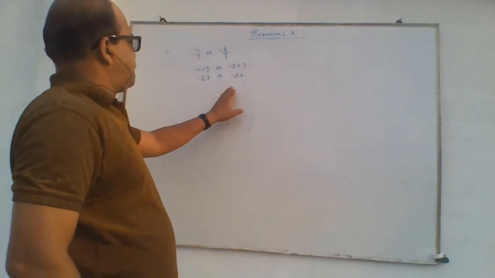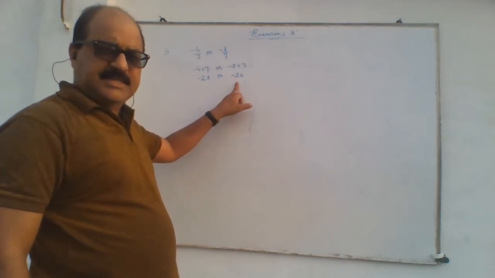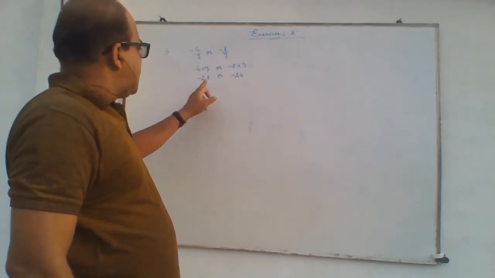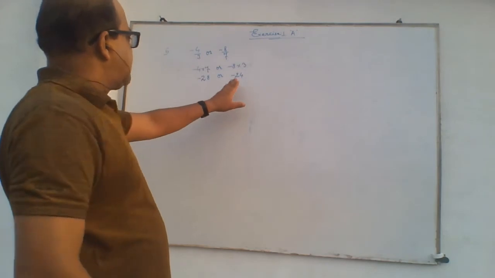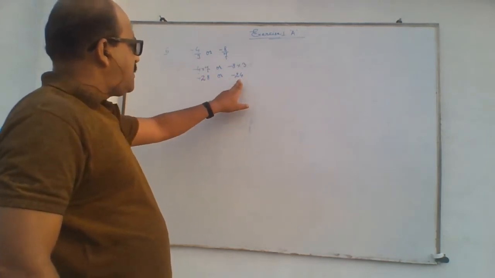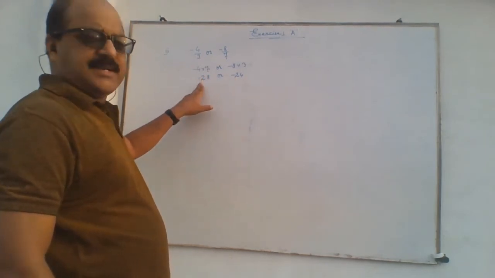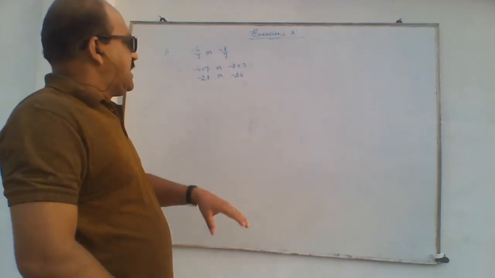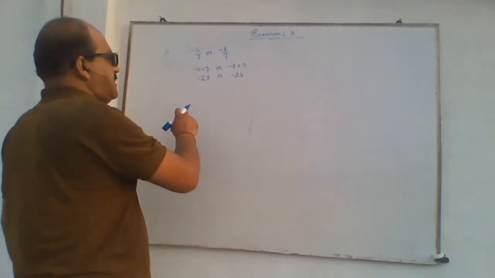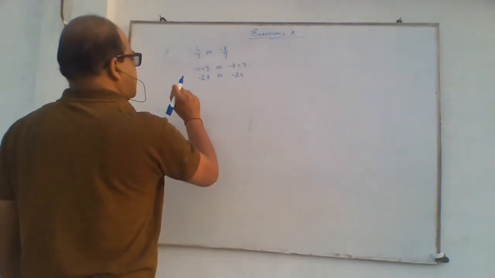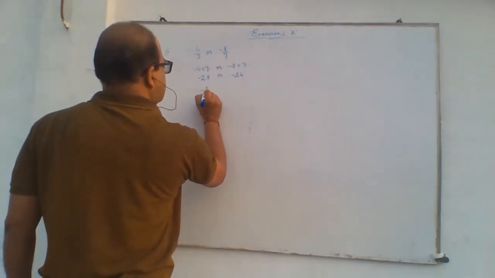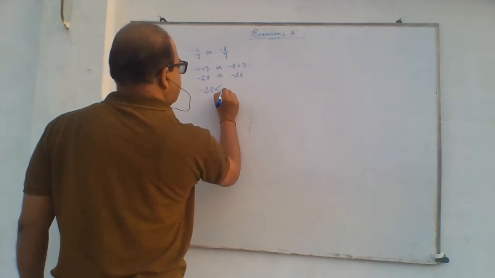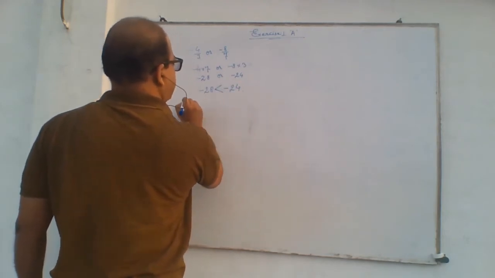What do we know about negative integers? The value 24 is smaller than 28, but with the negative sign, minus 24 is greater than minus 28. So minus 28 is smaller than minus 24.